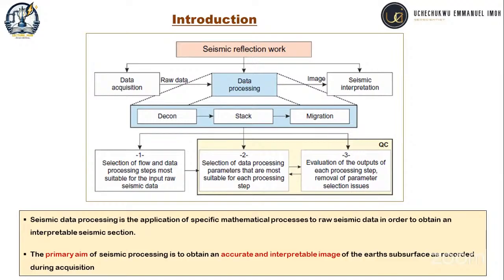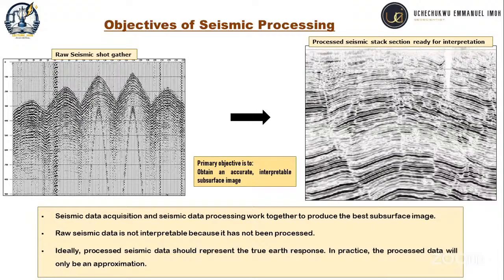So the primary aim is to get an interpretable image of the subsurface. So ideally, the data acquired in the field looks like that, in the image on the left, the raw shot gather. And then when processed, the aim is to get a stack section, or stack sections, of the subsurface.